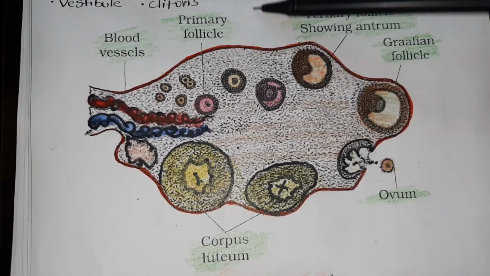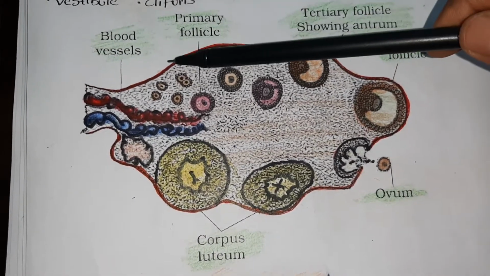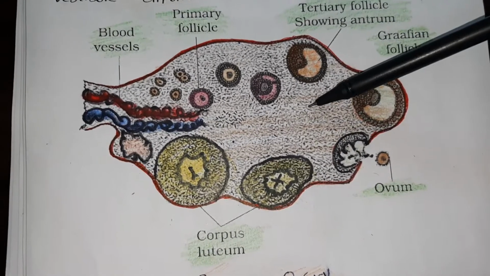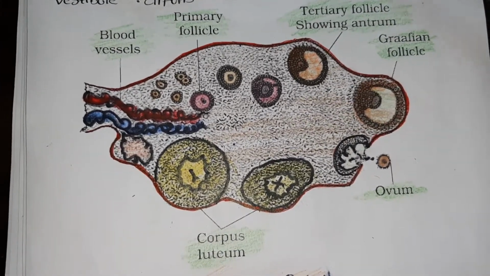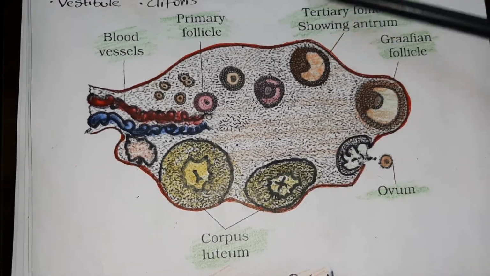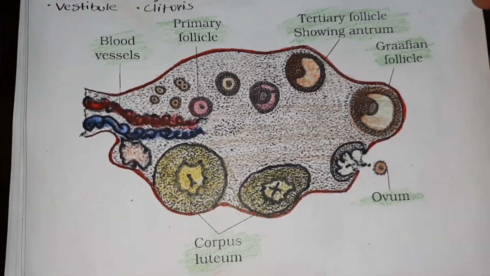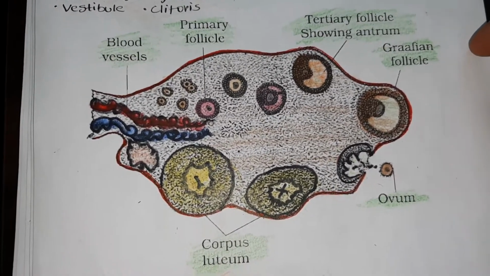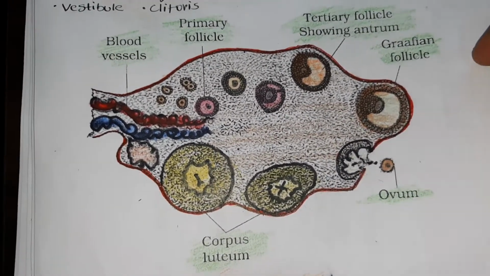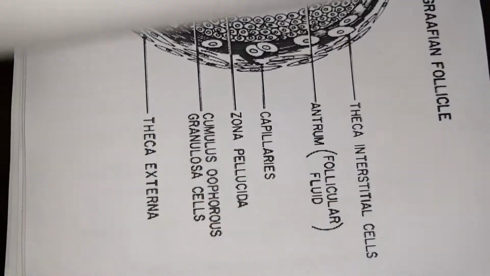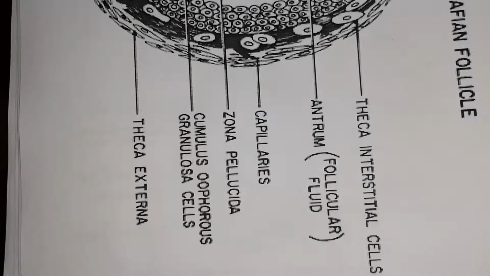So dear students, you must know about the section of the ovary. This is a 3 marks question. You should know how to draw the diagram of the section of the human ovary. It is a 3 marks question in the board exam. So that's all about oogenesis and the section of the ovary. Now let's move to the Graafian follicle: structure of the Graafian follicle.